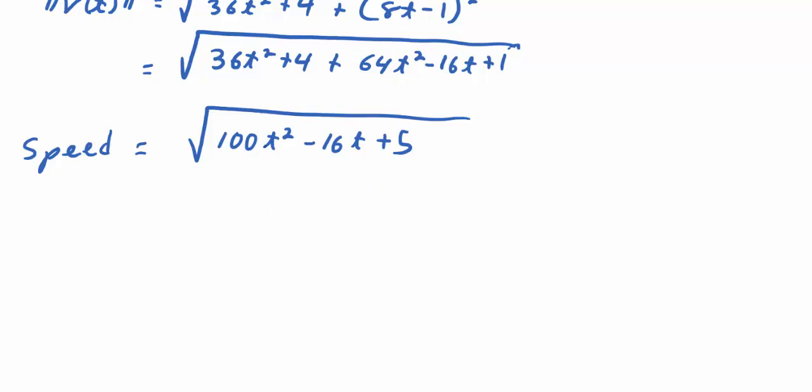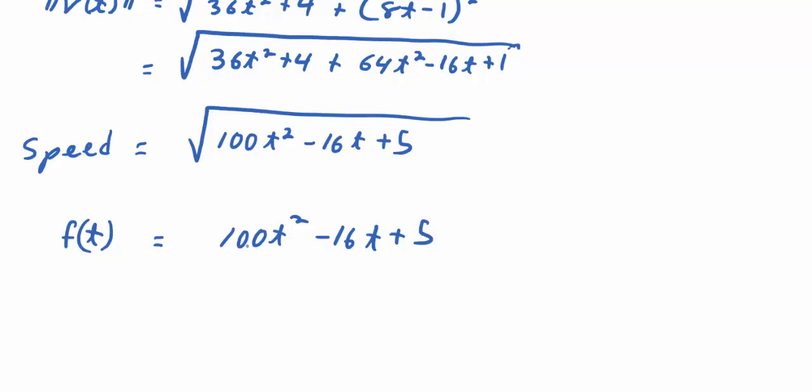So what t value produces a minimum here? Well, I'll tell you what. The t value that makes this square root function a minimum will be the same t value that makes this function, I'll call it f of t, a minimum: 100t squared minus 16t plus 5. What did I do to get this? I squared the speed function, which deletes the square root. So that should hopefully make sense to you.